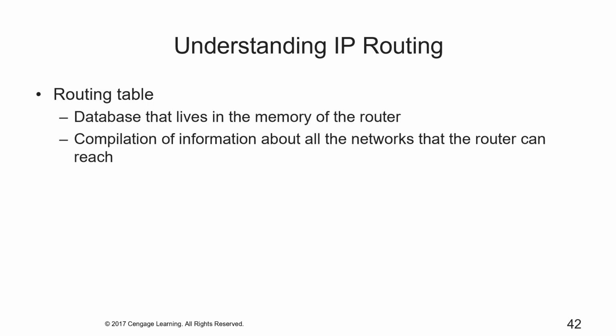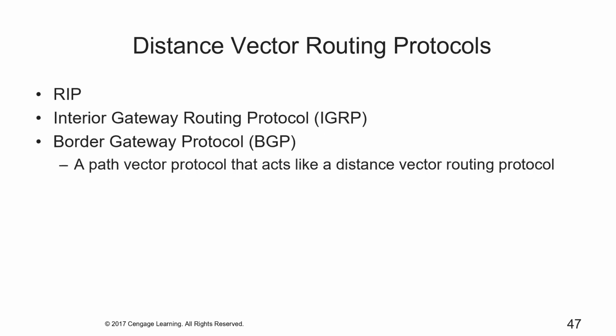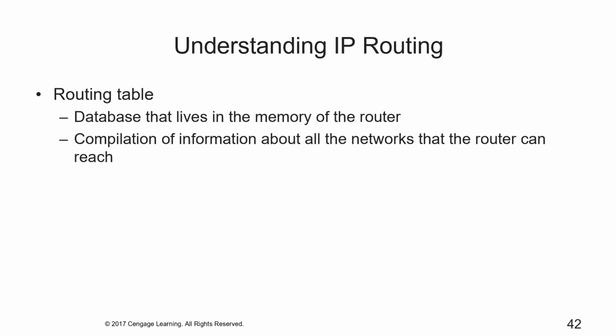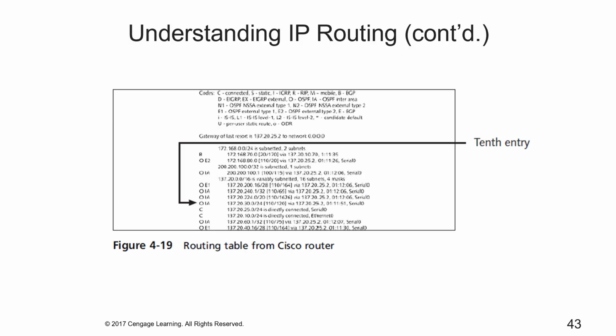On small networks, it might just be a few entries, but on large or enterprise networks, there's several hundred entries in the routing tables. The routing tables that support the internet are the largest of all. The tables of the internet's backbone contain over 600,000 entries. So here we have just an example of a routing table from a Cisco router.